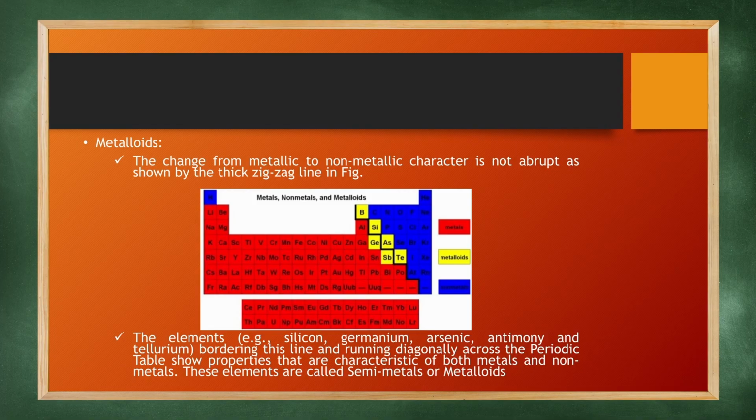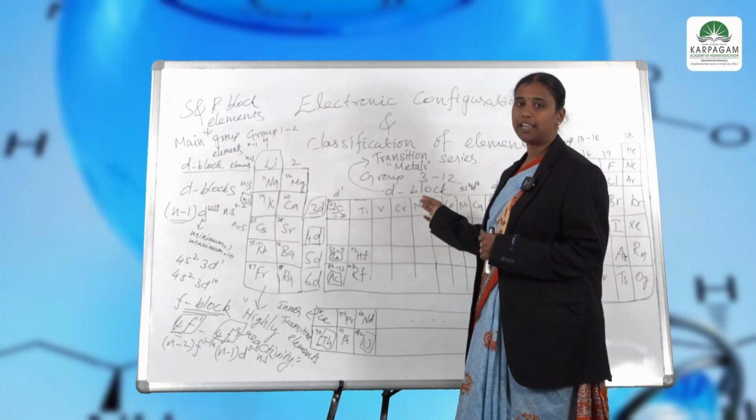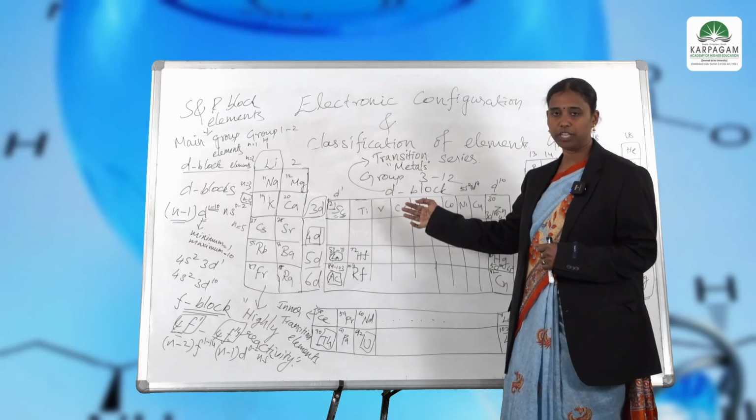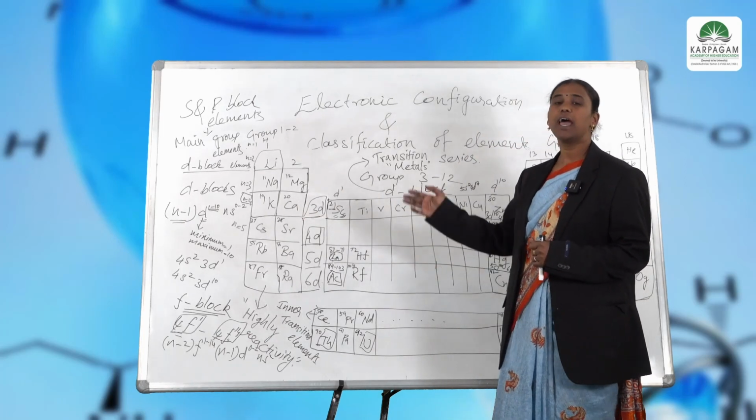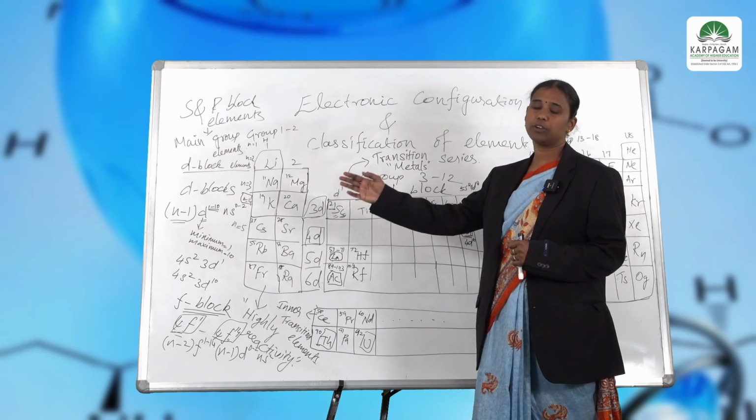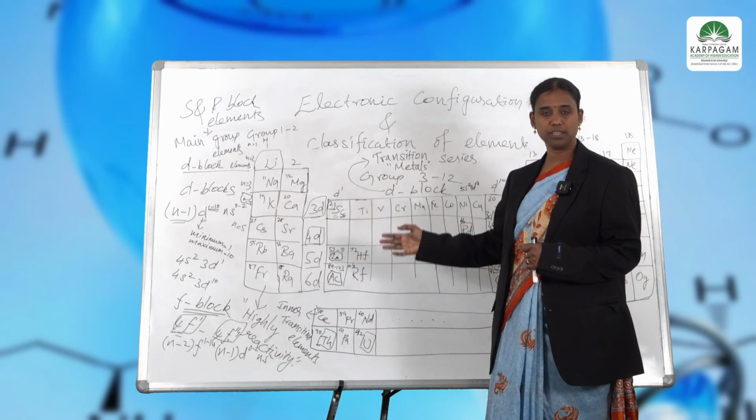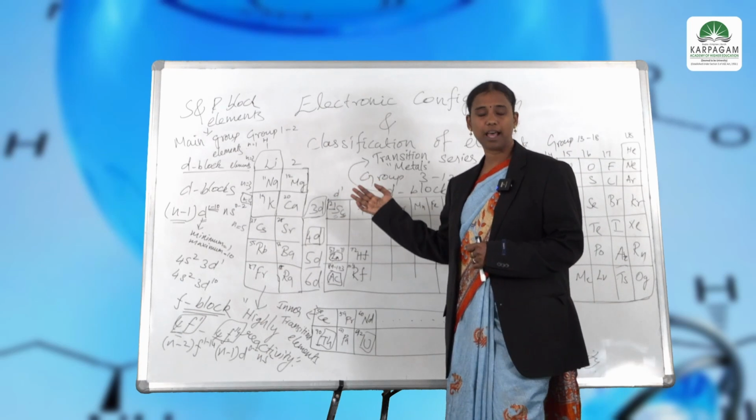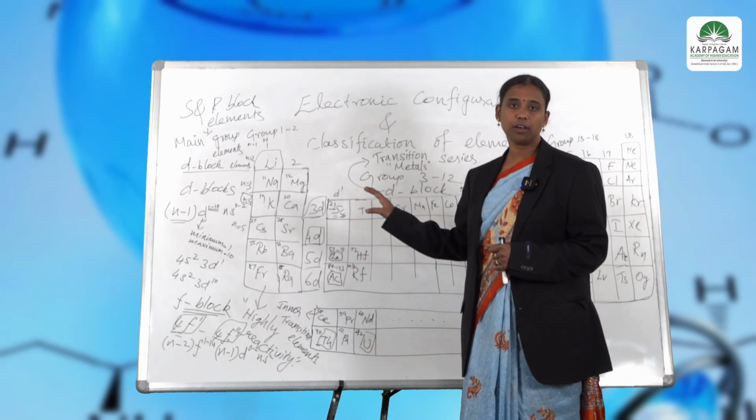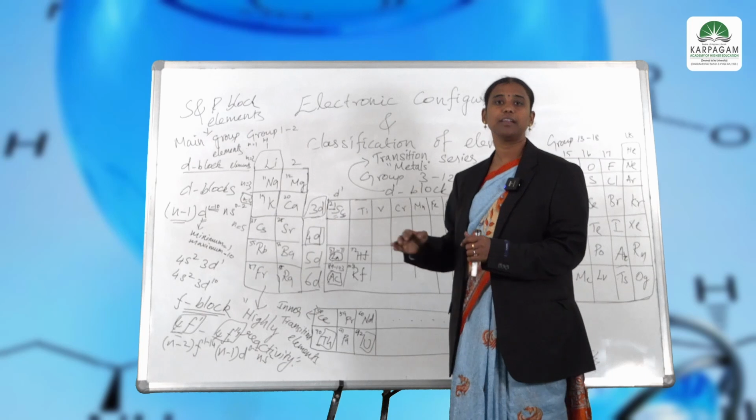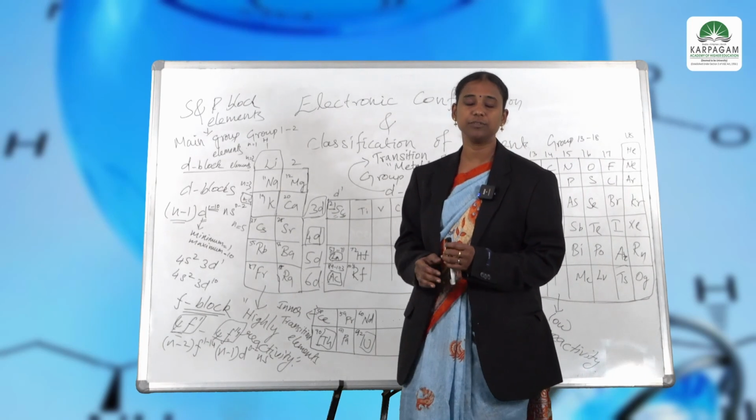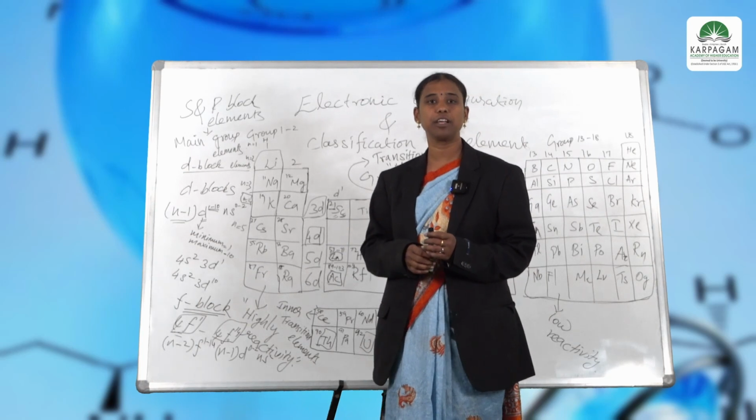So these are the elements classified as s block, p block, d block and f block elements. We have clearly seen what the s block, p block, d block and f block elements are, and also their other names. In the next class we will see the nomenclature of the elements with atomic number above 100.